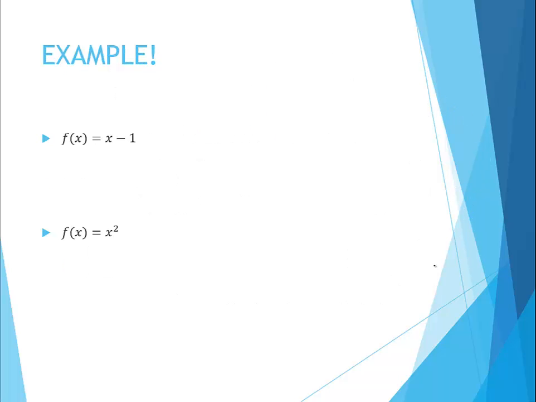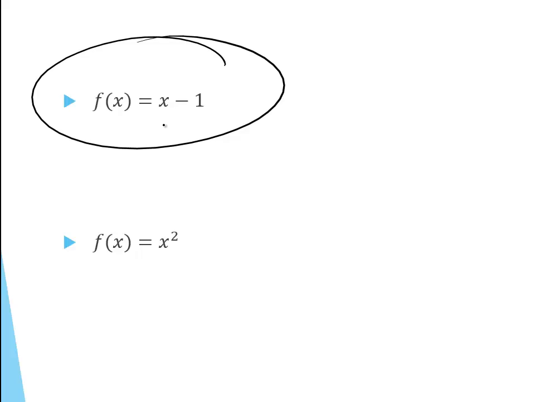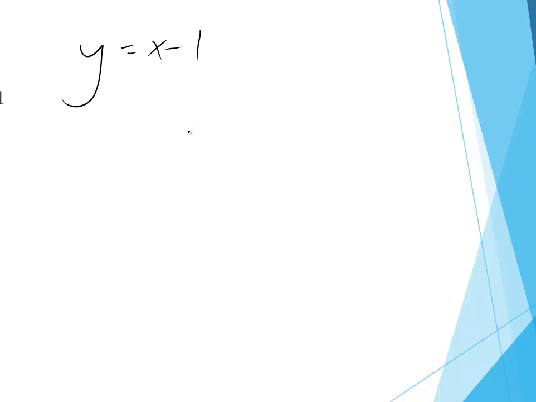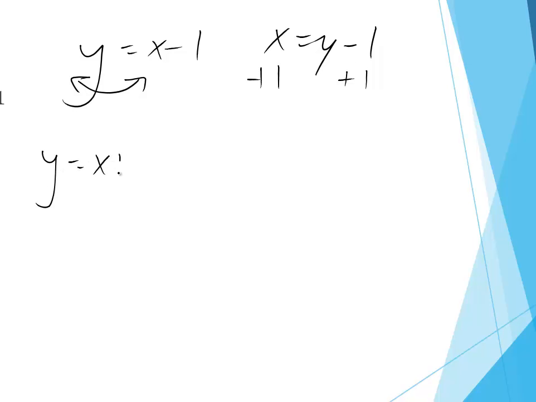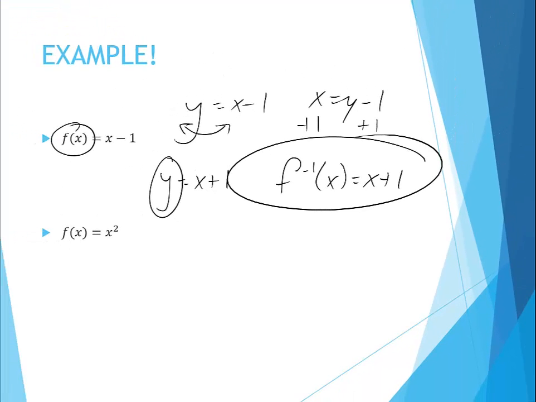Next. So our example. Let's find this inverse here. So the first step, we're going to replace f of x with y. So y equals x minus 1. And then second step, we're going to switch x and y. So x equals y minus 1. And then third step, we're going to solve for y. So add 1 to both sides. So you'll have y equals x plus 1. Last step, we need to replace y with f -1 of x. There you go. That's it.